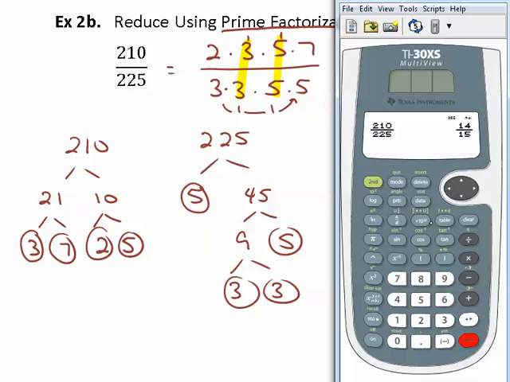So, a lot of ways to do this. Obviously, the calculator is pretty darn easy to do, but you should be able to do this by hand as well.